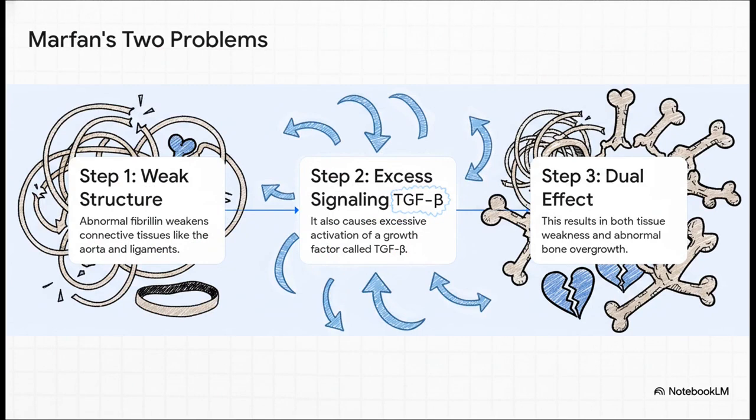Now listen to this. This is the really interesting part about its pathogenesis. The faulty fibrillin causes a two-pronged attack. It's a double-hit problem. First, the obvious one. Because fibrillin is abnormal, the connective tissue loses its structural support and becomes weak. But second, and this is key, it also releases too much of a growth factor called TGF-beta, which it's normally supposed to hold on to. This combination, weak tissue and excessive growth signal, is what causes the whole clinical picture. It's like a 1-2 punch from a single genetic typo.